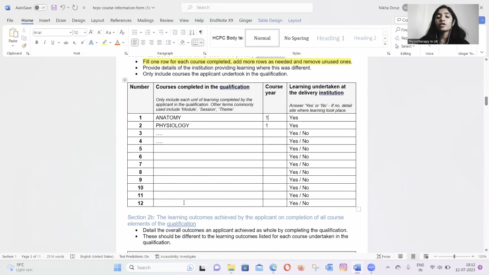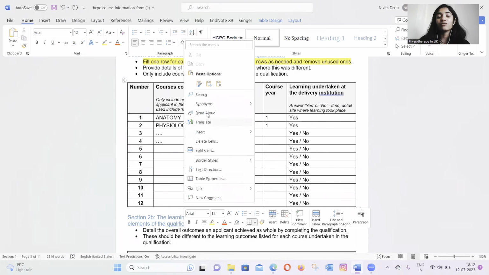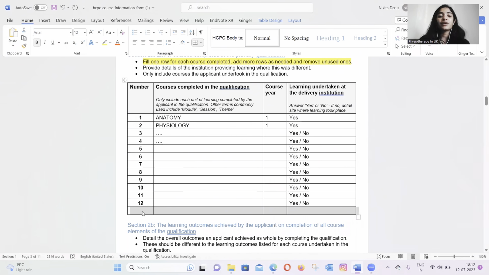Now, another question you might have is, Nikita, there are only 12 rows. What if I have more subjects? What if I reach year 5 or year 4 and I have more subjects? The easiest thing you can do is insert a row. So you want to click on this and you want to say insert a row below. And say, for example, here you will put the number 13 and say my subject was maybe neurophysiotherapy. So that's what I'm going to write over here.